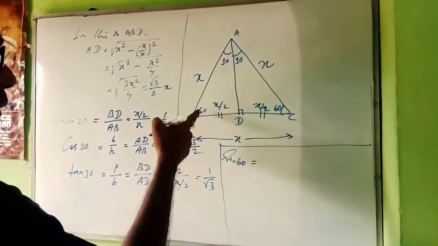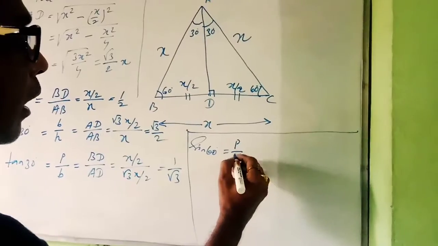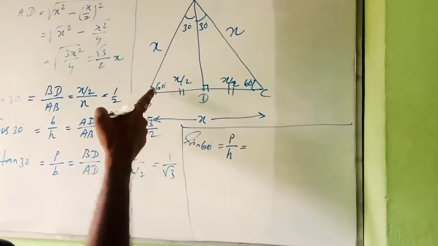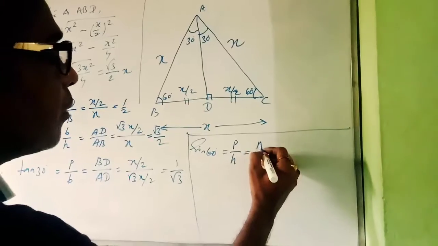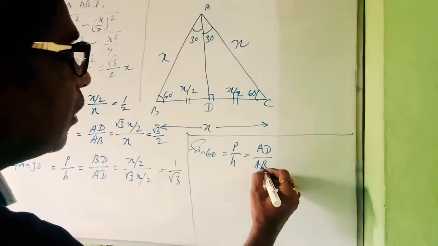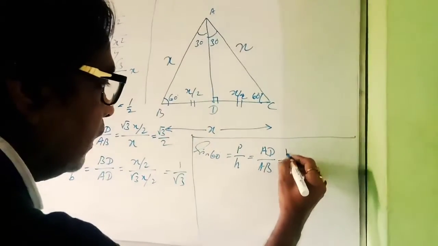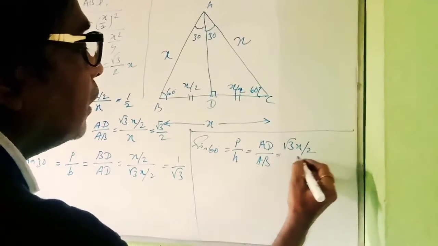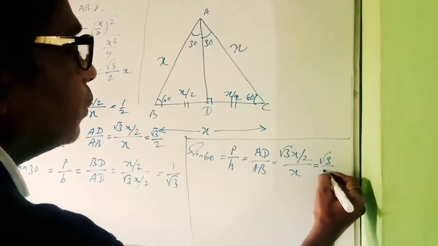See how to find out sin 60 degree? Sin 60 means you have to consider this angle. For this angle, sin theta formula is what? P by hypotenuse, perpendicular by hypotenuse. For this angle, perpendicular will be how much? Angle front side, that is AD. Hypotenuse, that is AB. Okay. Now AD equal to how much? That is root 3x by 2, already I have calculated. AB is equal to how much? That is x. Finally we are getting root 3 by 2.